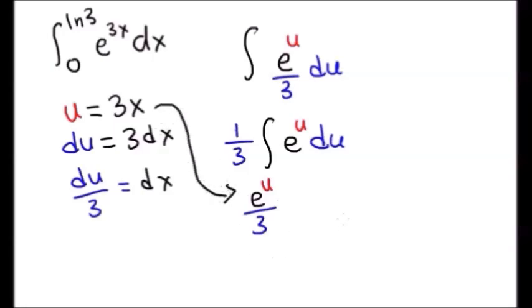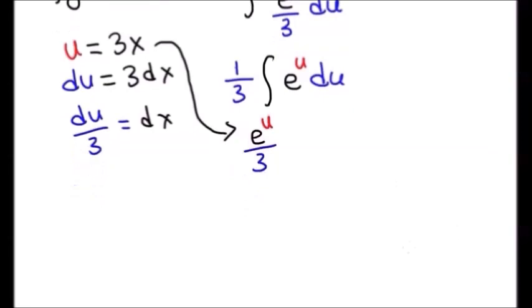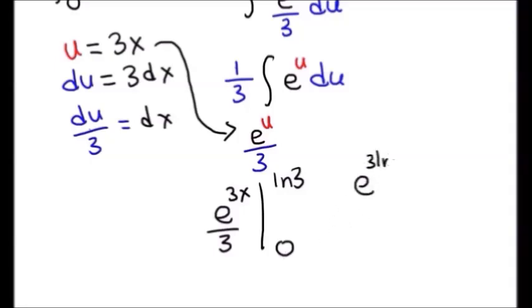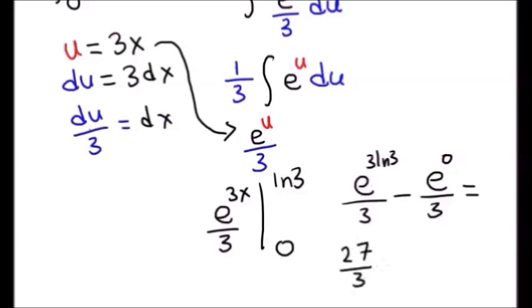Plugging u back in will give us e to the 3x divided by 3, with the integration range going from 0 to ln of 3. This will give us e to the 3 ln 3 divided by 3 minus e to the 0 divided by 3. This simplifies to 27 thirds minus 1/3, which is 26 over 3.